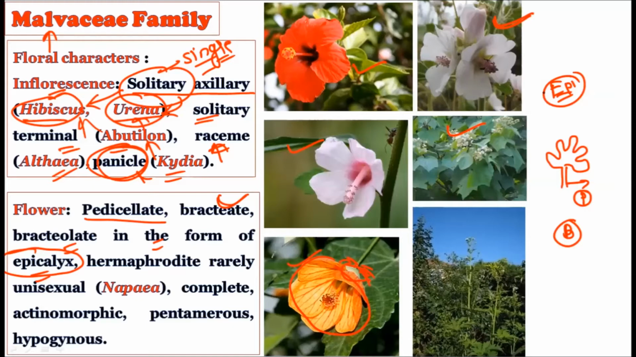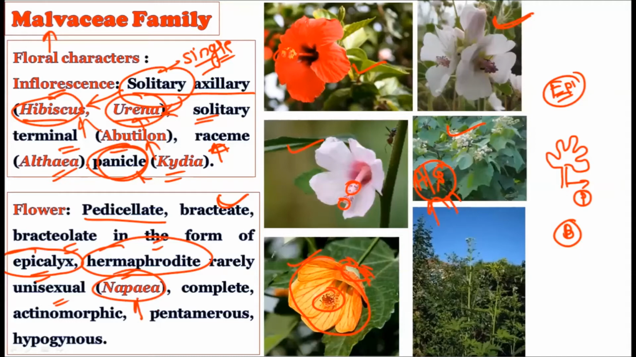Now, hermaphrodite or rarely unisexual. The flowers are bisexual. Observe here the androecium and gynoecium, both can be found. Here also the gynoecium and the androecium are found together, the androecium being the male sexual organ and the gynoecium being the female sexual organ. So the Malvaceae family shows the bisexual type of flower, that is, the majority of its members are hermaphrodite in nature, but very rarely they are unisexual, for example in Napaea.